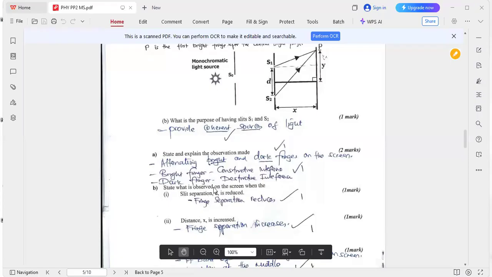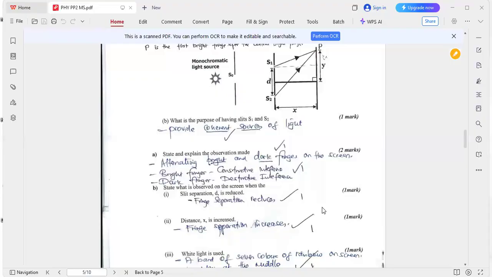Roman 2, distance X is increased. When we increase X, then the fringe separation increases, or number of fringes decreases. When we increase X, fringe separation increases.